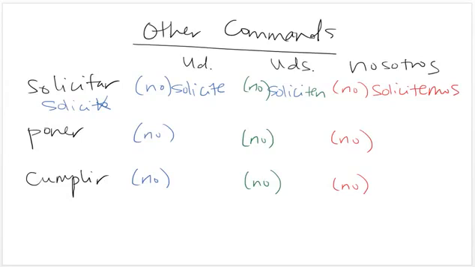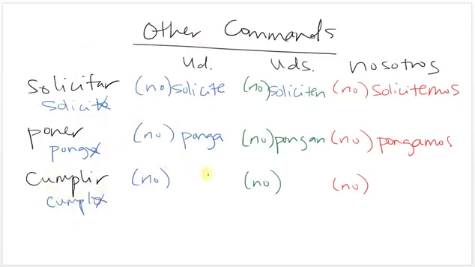For poner, we're going to go to the yo, which is pongo. Drop the O, add the opposite ending. Remember for ER, the opposite ending is A. So no ponga. Grandma, don't put that there. No ponga or ponga. Same exact if it's positive or negative. For ustedes, it has to be plural because we're talking to more than one person. So it's going to be no pongan. And then for nosotros, no pongamos. Let's not set the table. No pongamos la mesa. Or pongamos la mesa. Let's set the table.